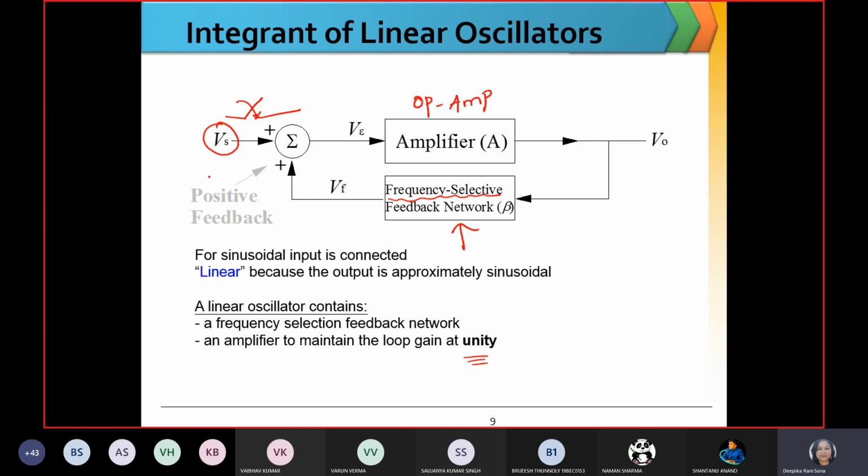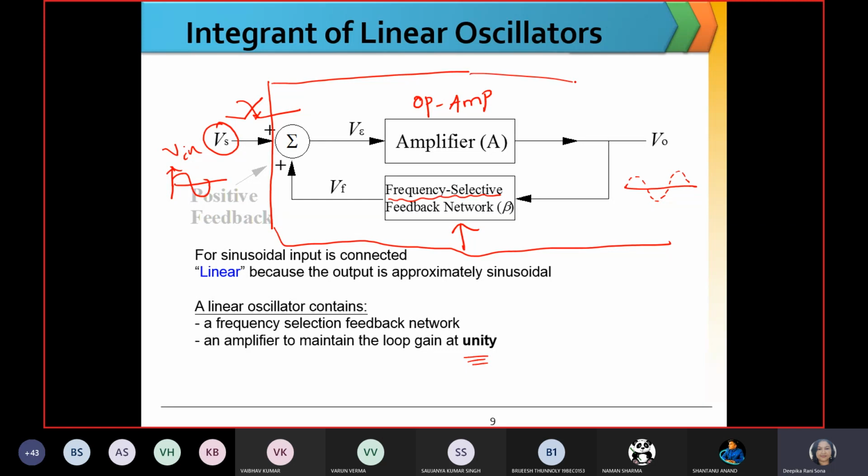It means, suppose I am going to apply a sinusoidal input voltage here only once, Vin or Vs. Okay, and I have applied this concept, and because of the continuity in the positive feedback, what am I going to get? I am going to get a sinusoidal waveform continuously. So if I remove this switch after triggering, the circuit is still capable of providing a sinusoidal output. That is the concept of the oscillator circuit.